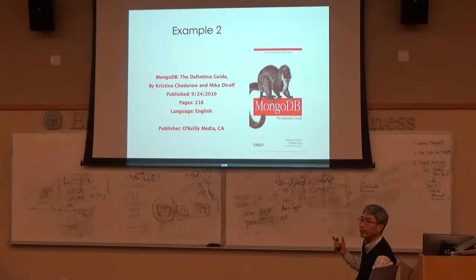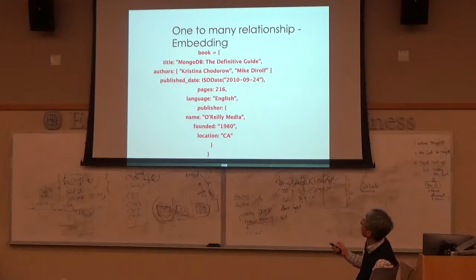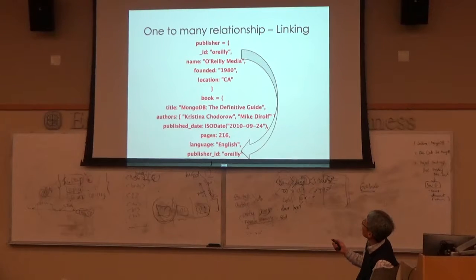This is a kind of practical example. We'd like to keep such information about the book. To do that, we can create a book with a title and author. There are multiple authors, co-authors, and the published date is one, and the publisher is another embedded piece of information. Then we can create a one-to-many. This time using linking. The previous one was embedding. This one is based on linking.